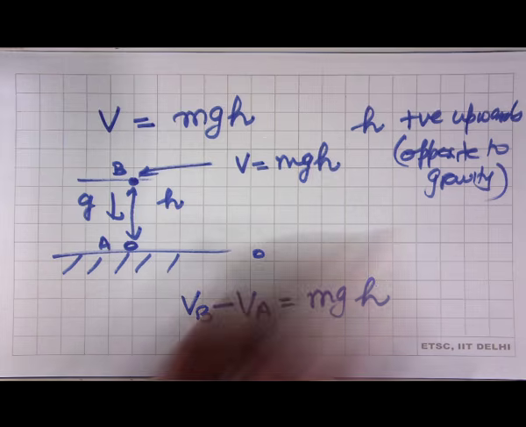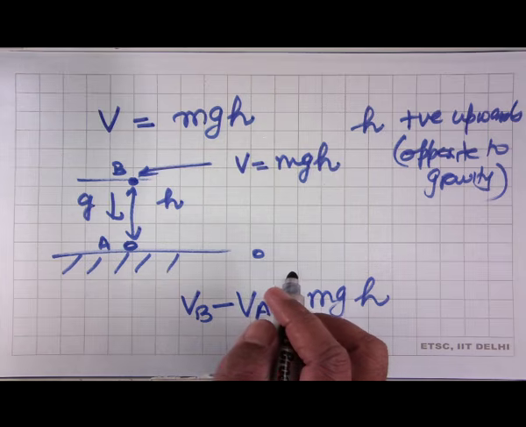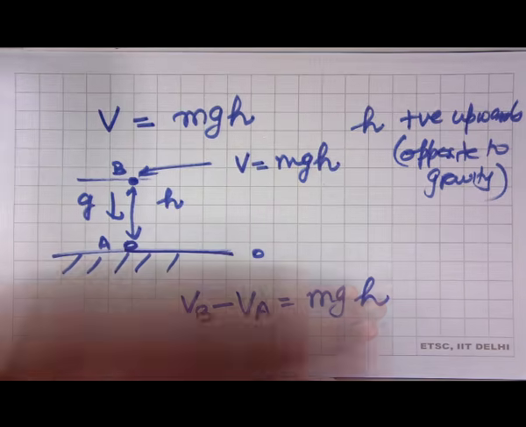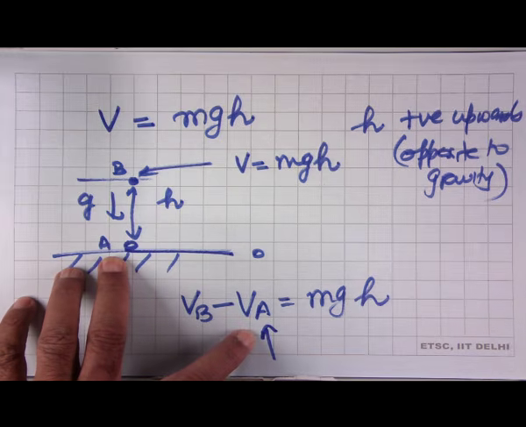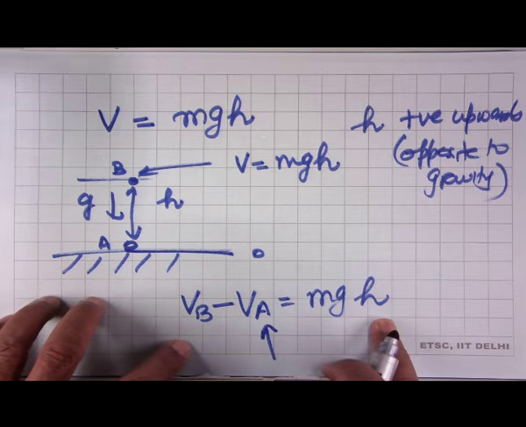Now, what can be done is, we can choose the reference level as 0 at any point. That means, if at the surface of the Earth we say potential energy is 0, we can choose Va equal to 0, then we get Vb equal to mgh.